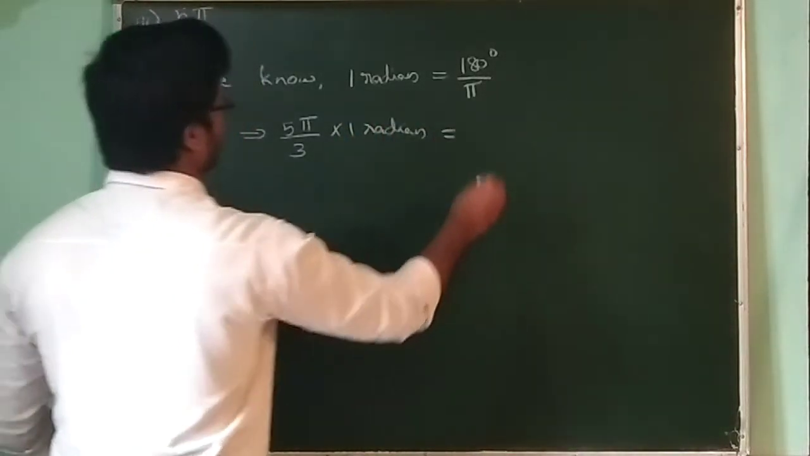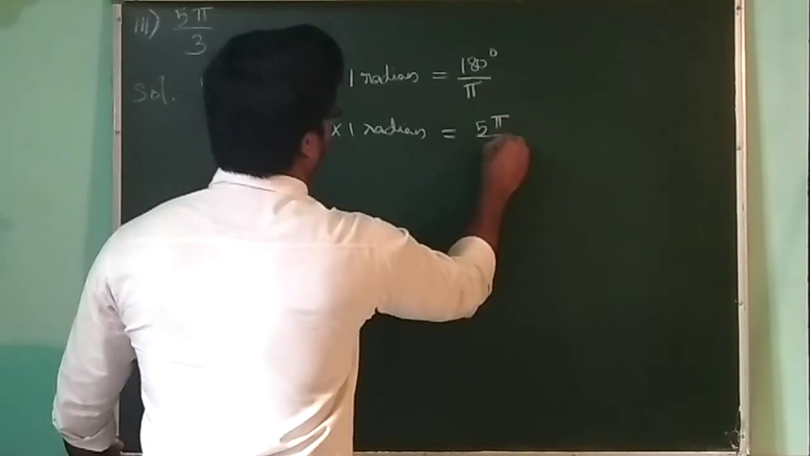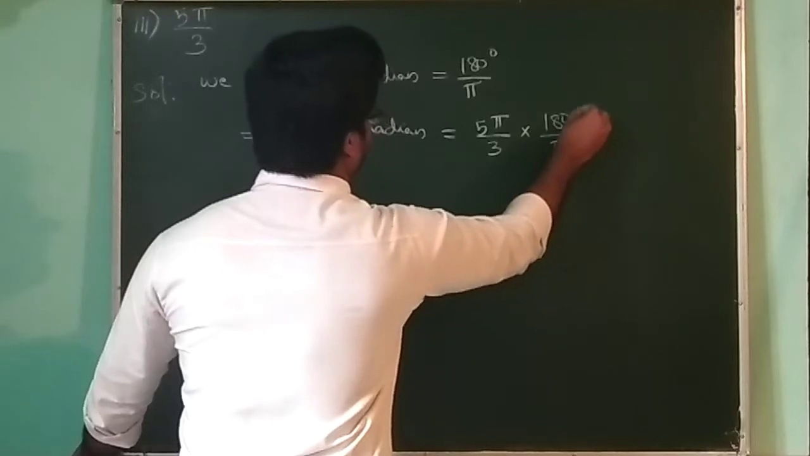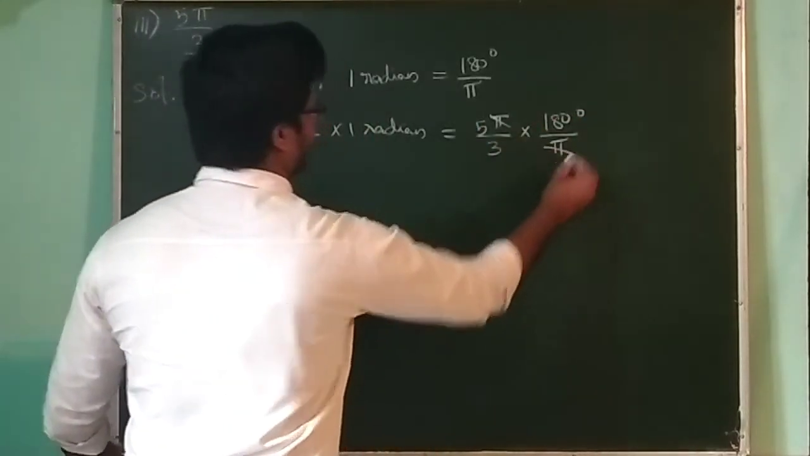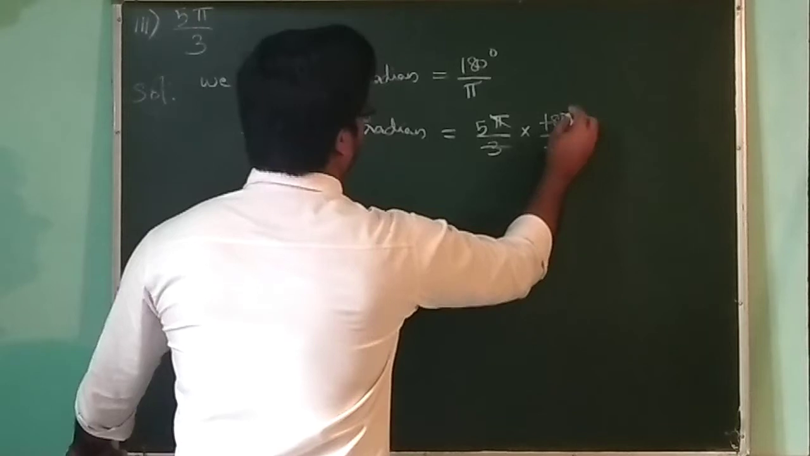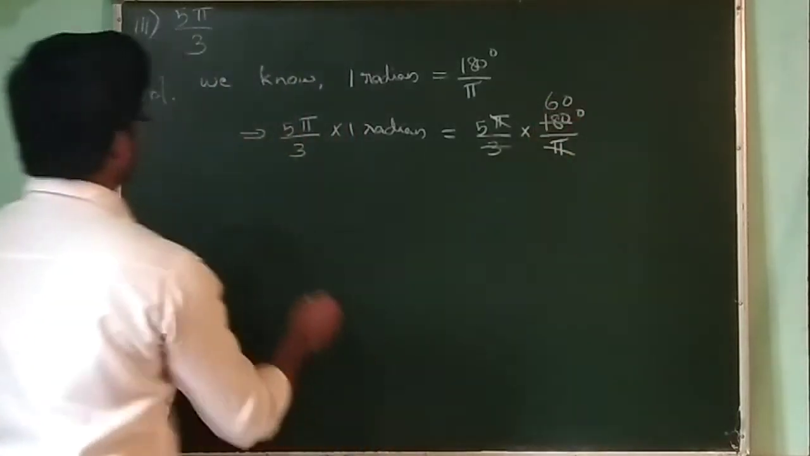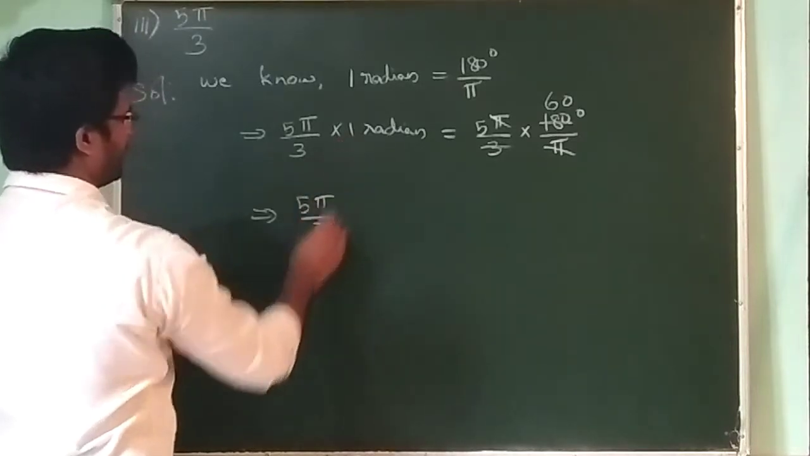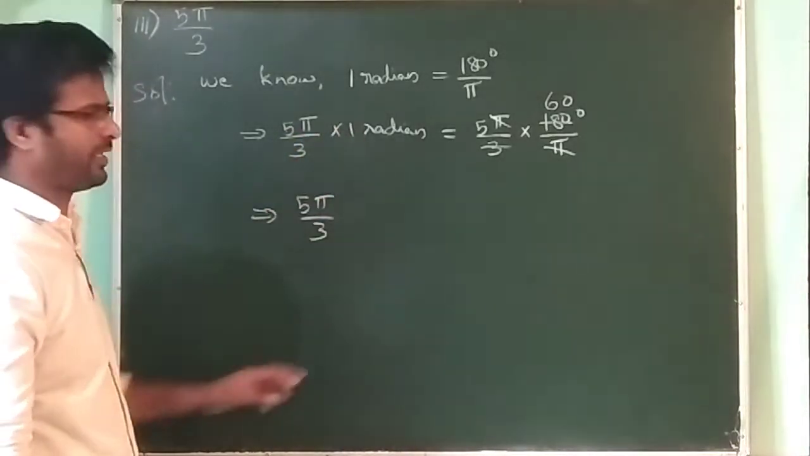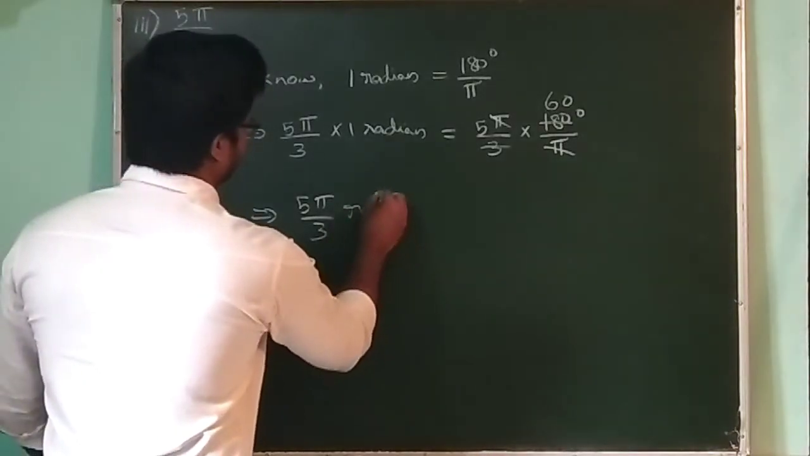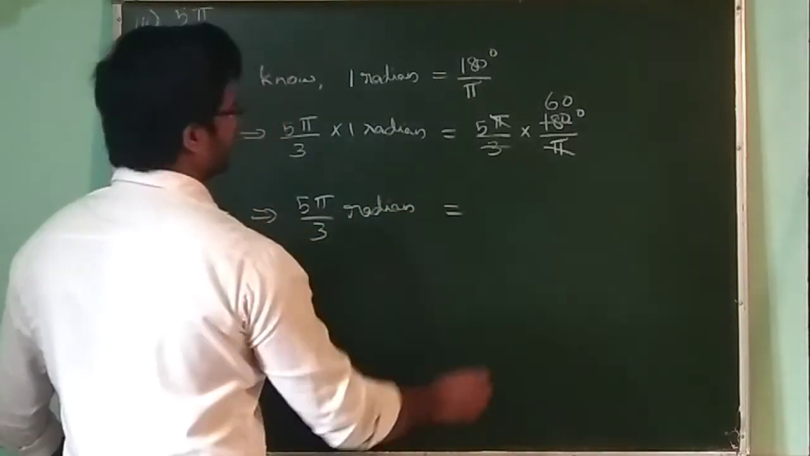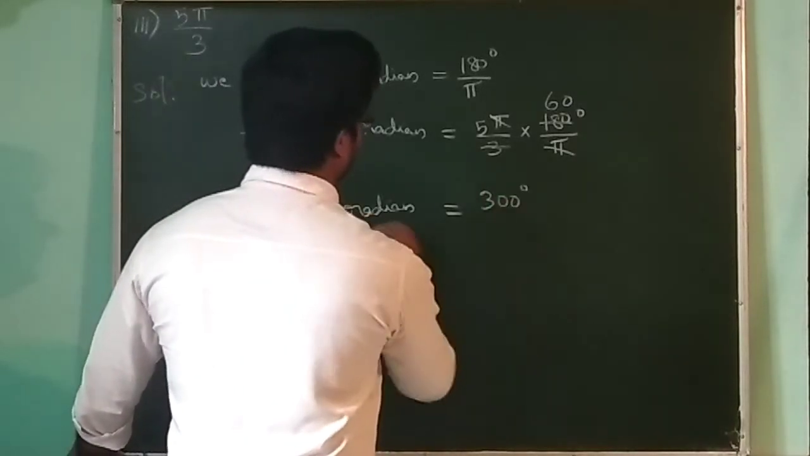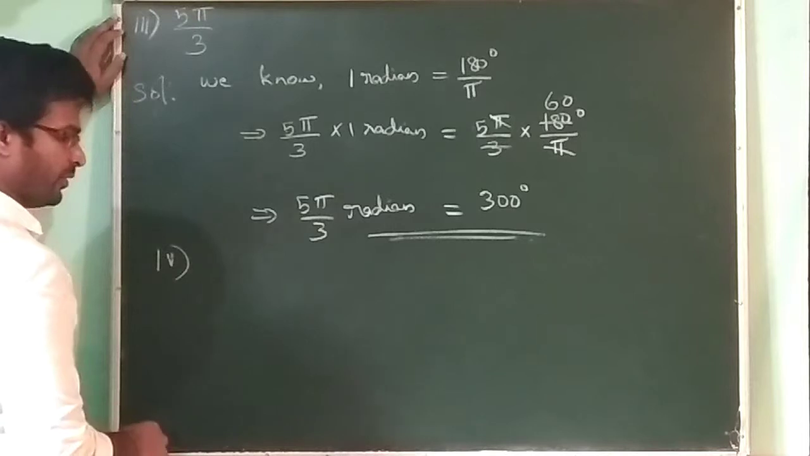equal to, right side also 5 pi divided by 3 into 180 by pi degree. In here pi and pi cancel. 3 and 180, 6, 0. We will get 60. Then 5 pi divided by 3 radian, this one no need to write, if you multiply with 1 it means the same answer. Equal to 5 into 60, 300. 300 degree.